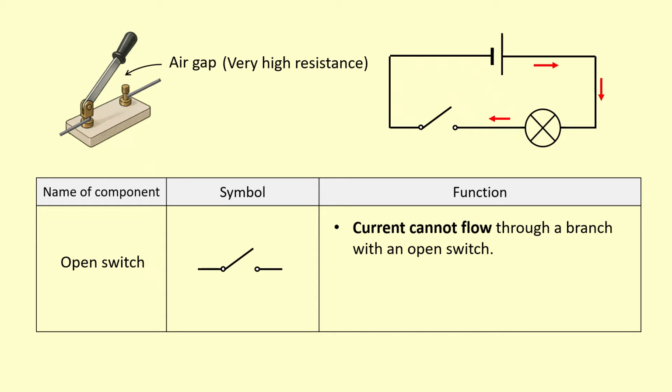A lot of people think the current will flow until it gets to the switch and then stop. That's not how it works. If the switch is open, then there's no current anywhere in the circuit.